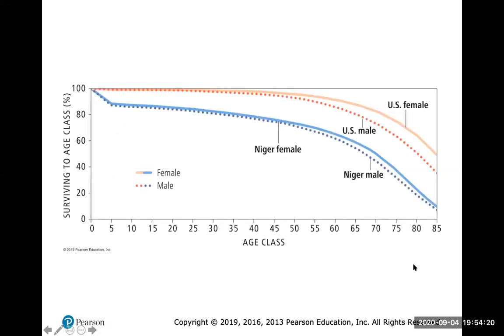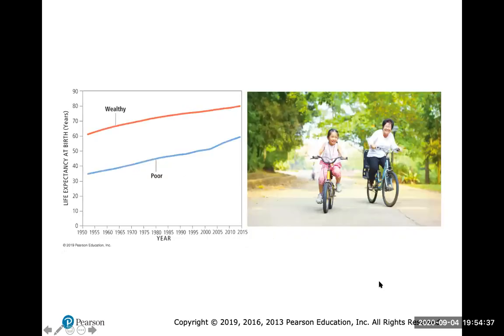And here's a look at surviving to age based on the age class. So this is just showing how Niger males and Niger females, this gives them the percentage that they will survive to a particular age, depending on how old they are at the time.